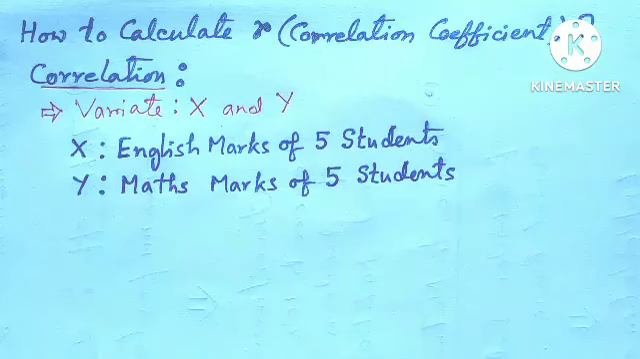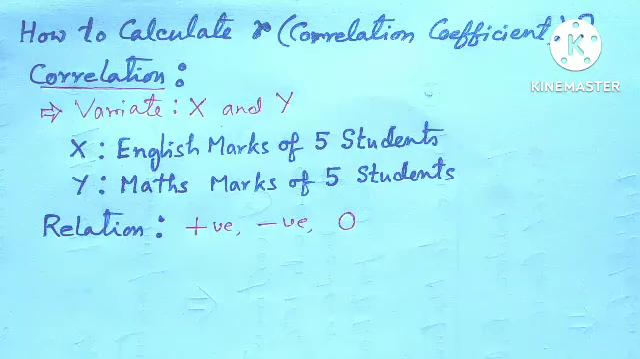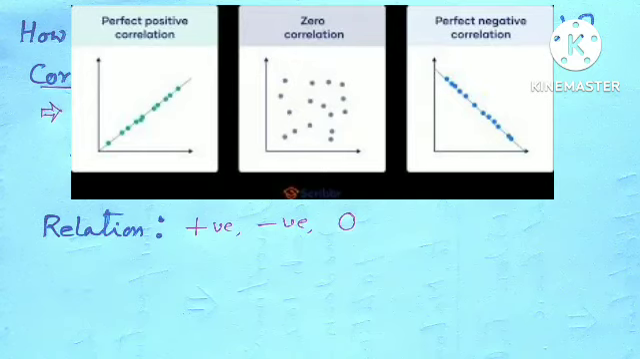Here we assume that x means the English marks of 5 students and y means the maths marks of 5 students. Now we want to compute the correlation or relationship between x and y. We have to check whether a relationship exists or not, and it can be calculated by r, called the correlation coefficient. As we know, the relationship between two things can be of three types: positive, negative, or zero. Zero relationship means there is actually no relationship.